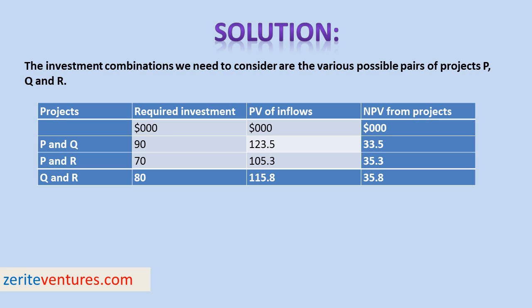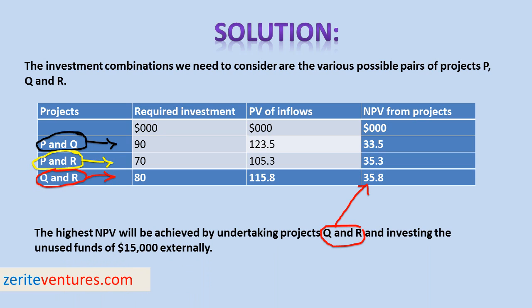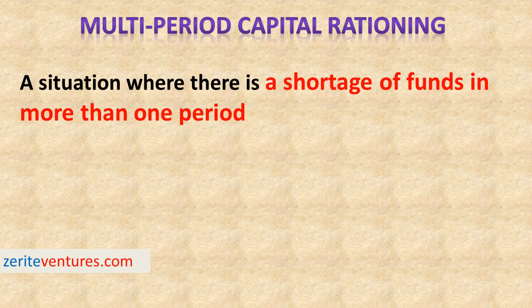So if you look at these, and if you try to combine the projects, if you combine P and Q, here are the results. If you combine P and R, here are the results. And if you combine Q and R, here are the results. The highest NPV will be achieved by undertaking projects Q and R, as you can see, and investing the unused funds of $15,000 externally.